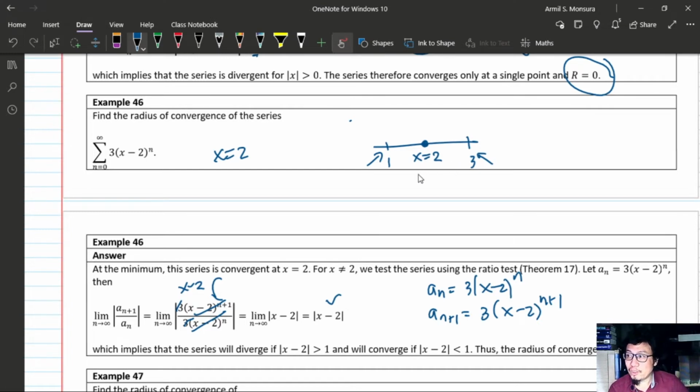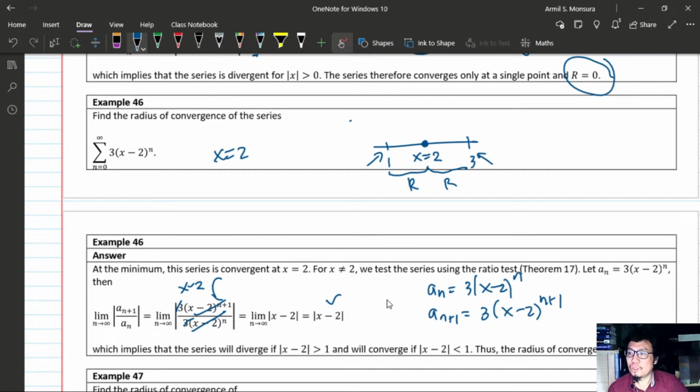As you can see here, the distance between this and this is the radius of your convergence. That is from here to here. That is the radius of your convergence, and that radius is actually equal to 1.